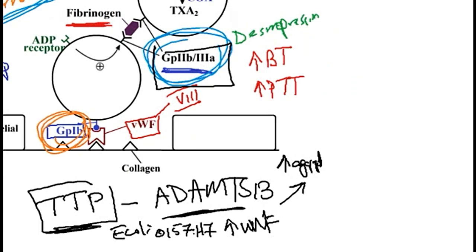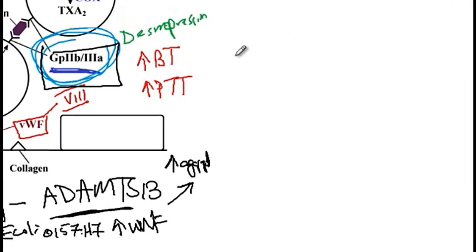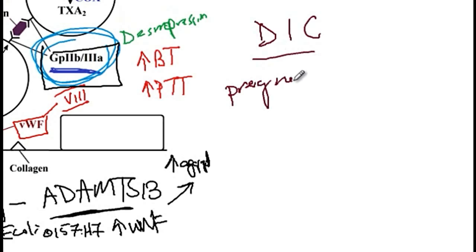O157:H7. And then the final condition that we have here is called disseminated intravascular coagulation, where there is widespread clotting. For instance, in patients that are pregnant, trophoblast contains the tissue factor, which can lead to widespread clotting. In addition, patients that have malignancy will release procoagulant factors that again cause widespread clotting.